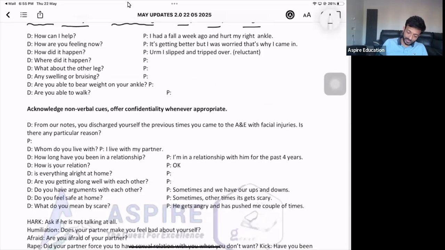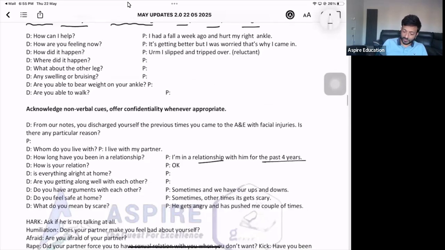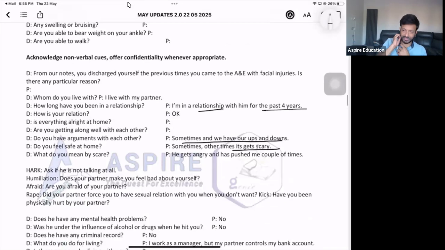And then this patient tells you that I'm in a relationship with him for the last 4 years. And then he will start like, sometimes we have got ups and downs. Sometimes it gets scary as well. And he said he has pushed me a few times. He says he's not working. I'm the one who is working. And he's controlling my bank balance as well. So that is something that we have got in this scenario, right?